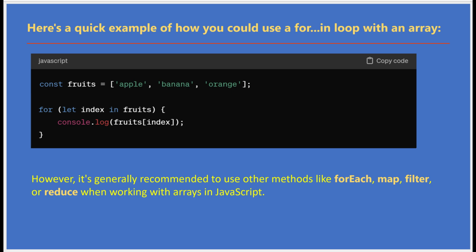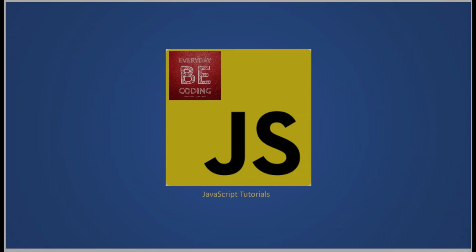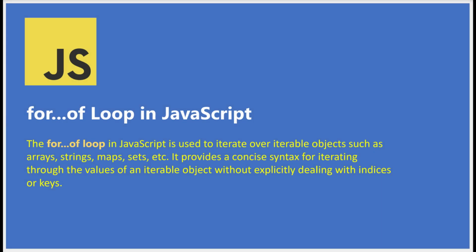So, to recap, the for-in loop is a powerful JavaScript feature that allows you to iterate over the keys or property names of an object. It's easy to use, flexible, and a great tool to have in your JavaScript toolkit. Just remember, when working with arrays, stick with methods like forEach for predictable, reliable results.